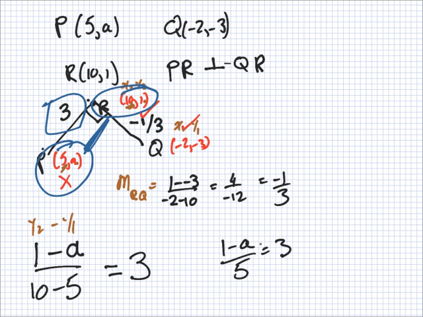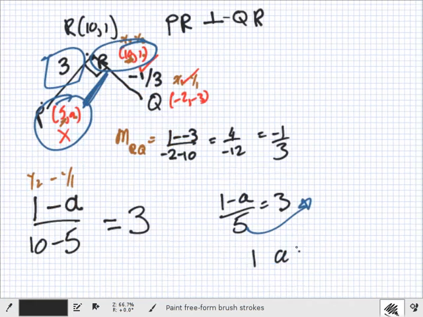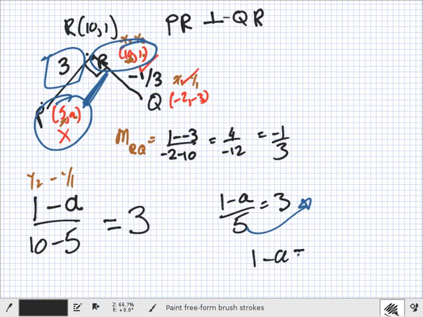What should I do next? Cross multiply, bring 5 up, so I get 1 minus a equals 15, so 1 minus 15 equals a, so a is 16 then.